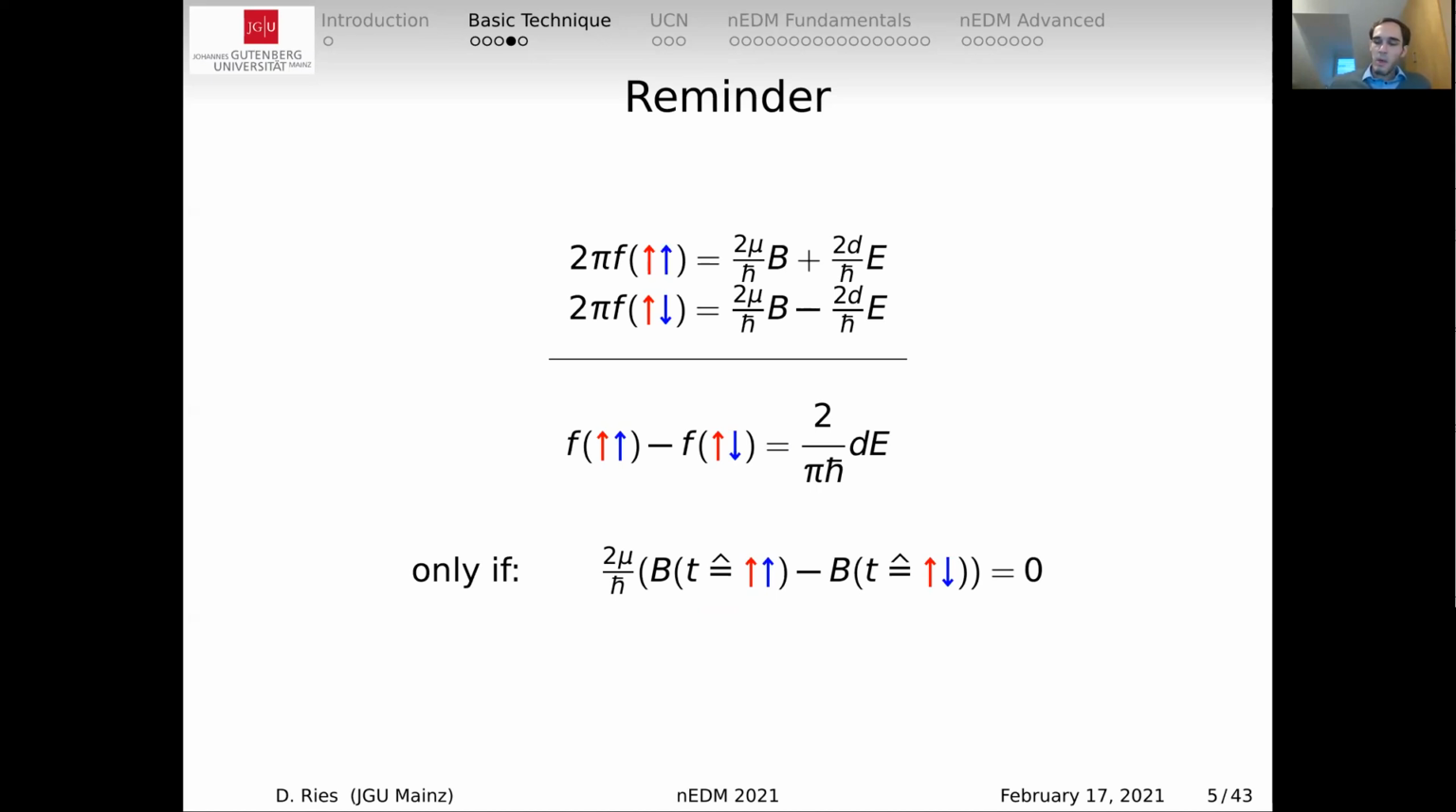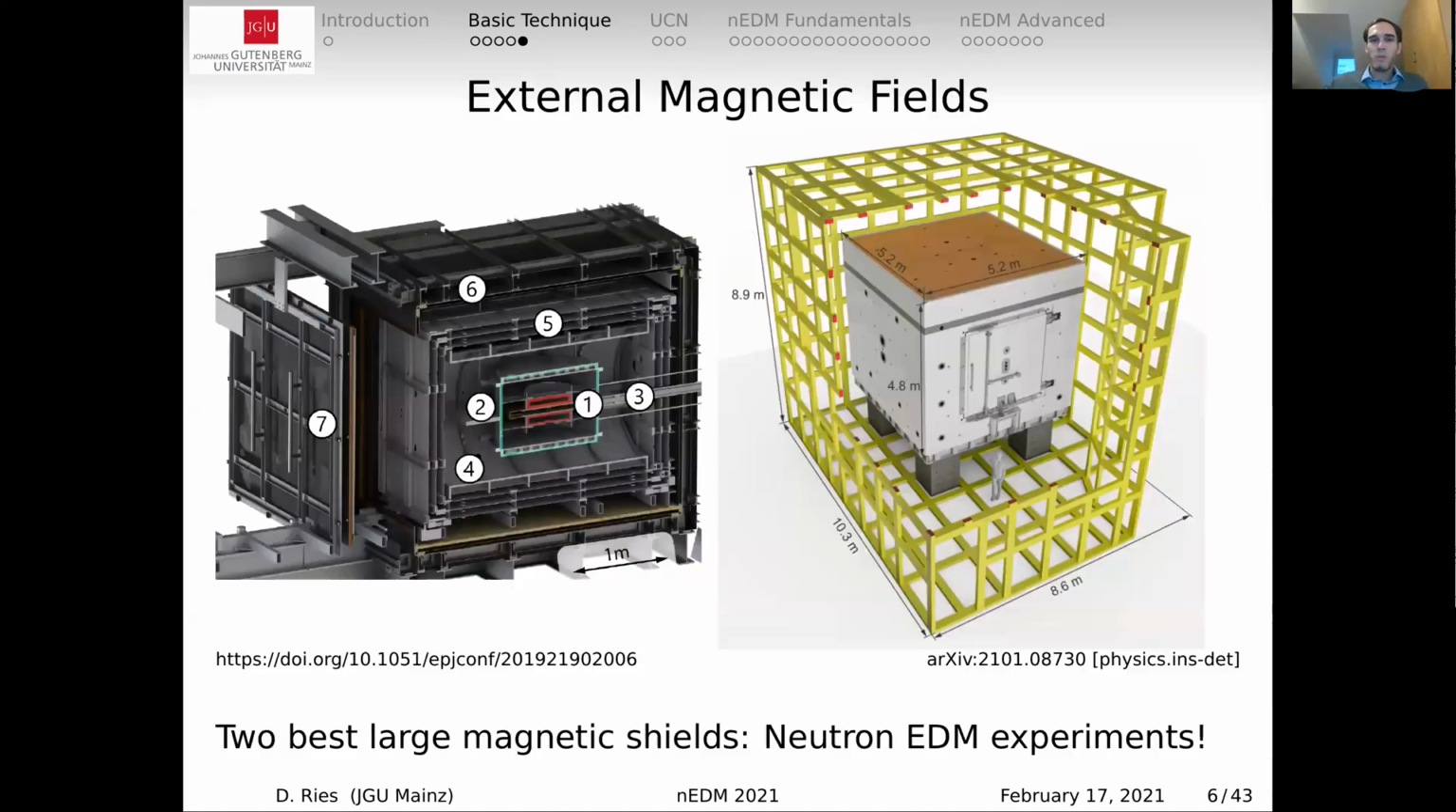And what I find extremely interesting is that actually at the moment, probably the two best large magnetic shields, so places where you shield an experiment or a place from the outside magnetic fields, are built or have been built for neutron EDM experiments.